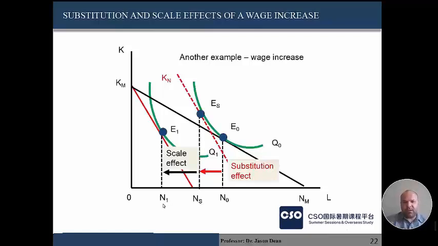So the overall effect is from N0 to N1. That's the reduction in the amount of labor as a result of that wage increase. This portion is because of the substitution effect, and this portion is because of the scale effect. And of course, they're both going to move in the same direction. Labor is more expensive, so firms are going to substitute away from it. That's going to reduce the amount of labor hired, and since overall costs are increasing, the firm is going to want to produce less, and so the scale effect is also moving in that direction.